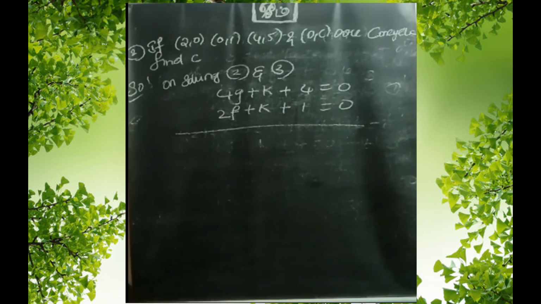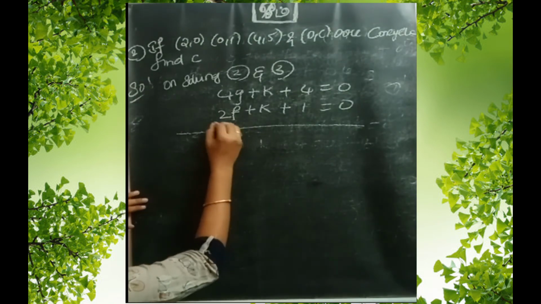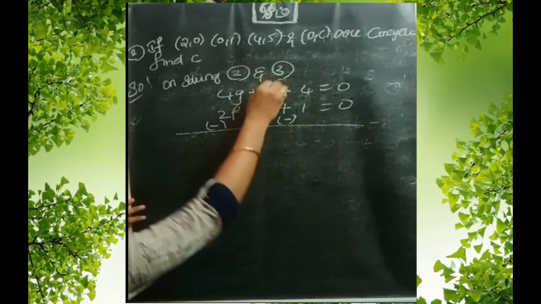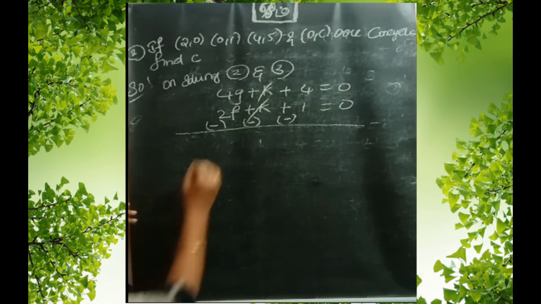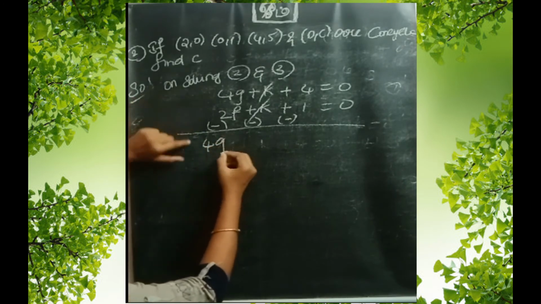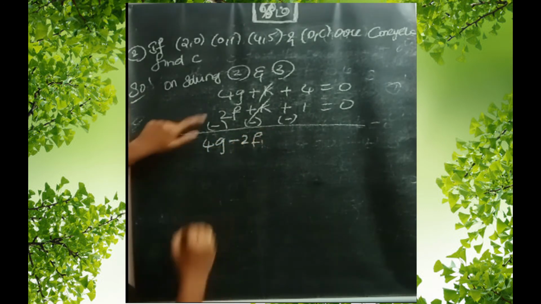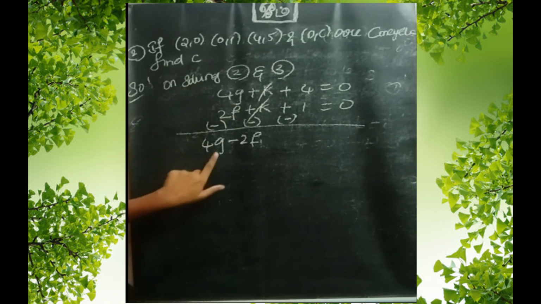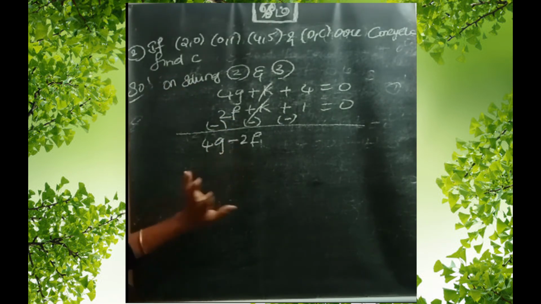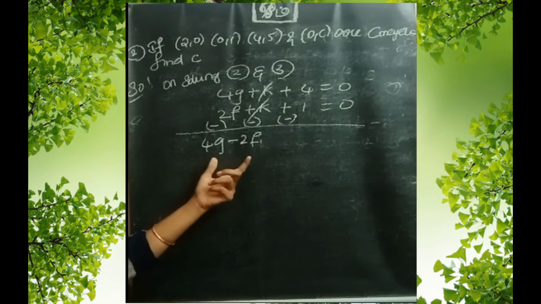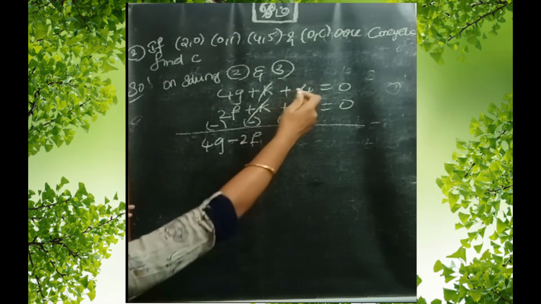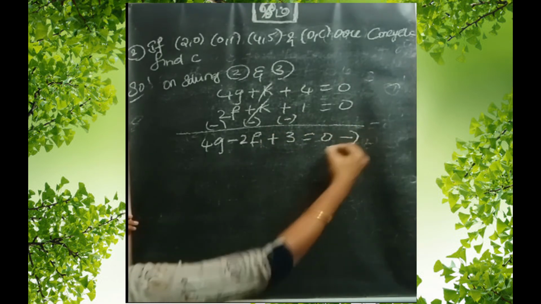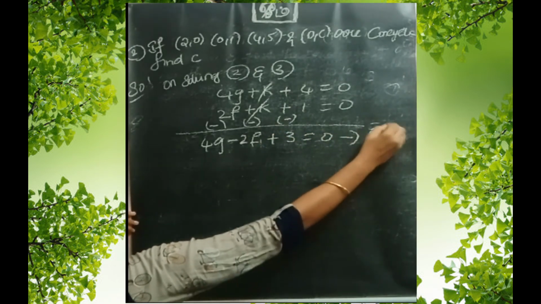Now while solving, here minus, here minus, here minus. So k will get cancelled. Here, same, we have to write 4g minus 2f. Why? Because here the g is there, here f is there. Don't write 4 minus 2. This is the g term and this is the f term. Here also many students will make mistakes. 4 minus 1 plus 3 equals 0, which is our fifth equation.